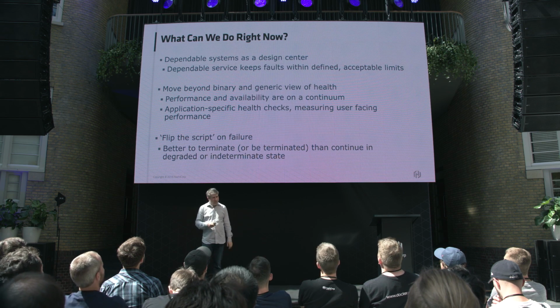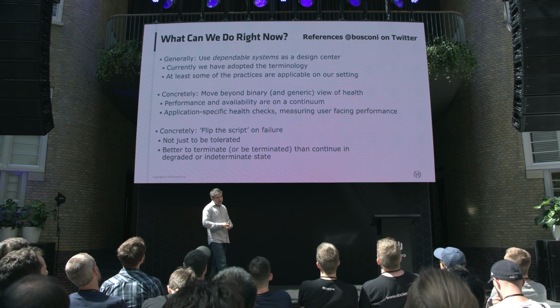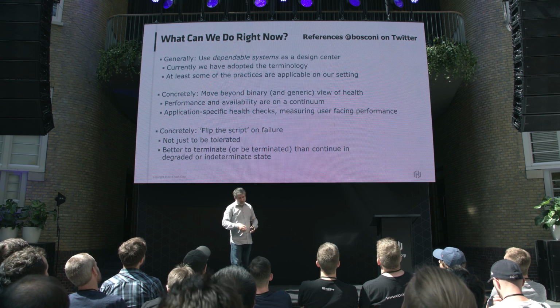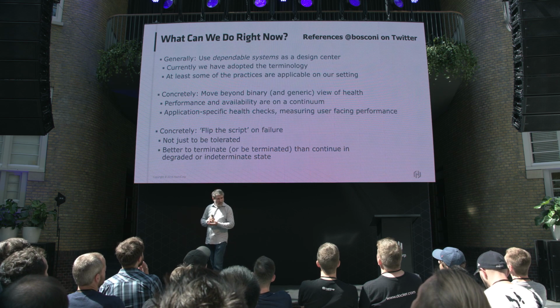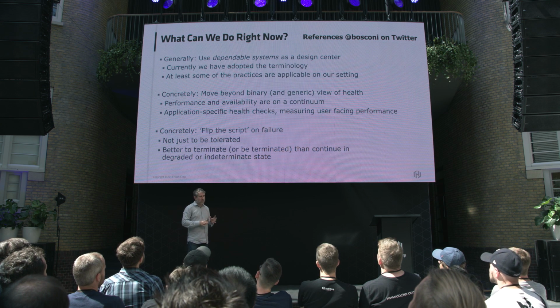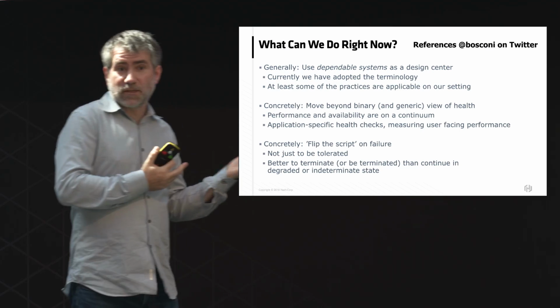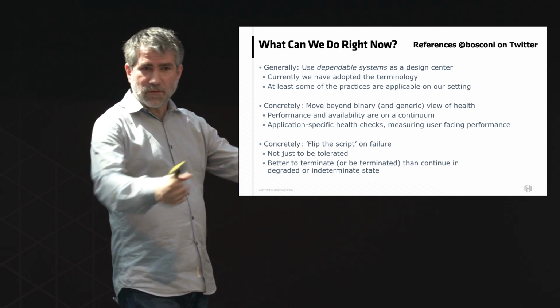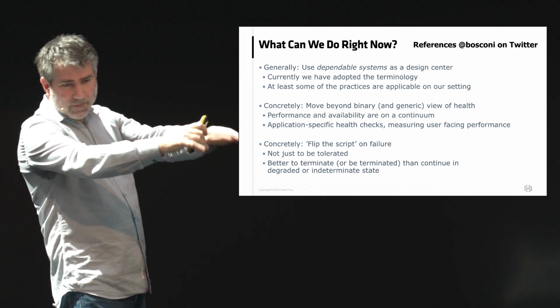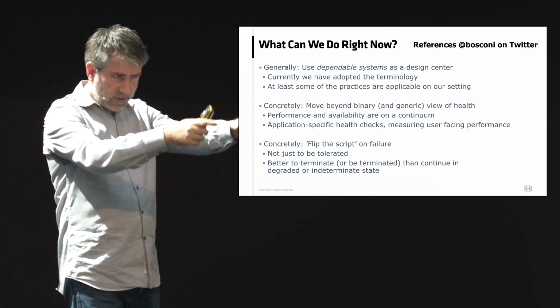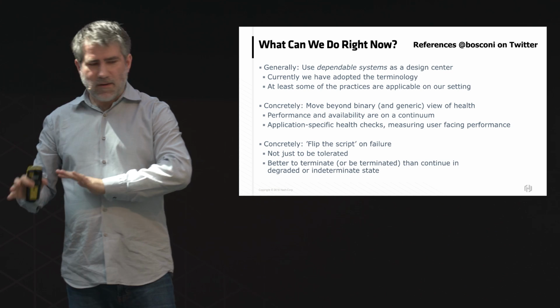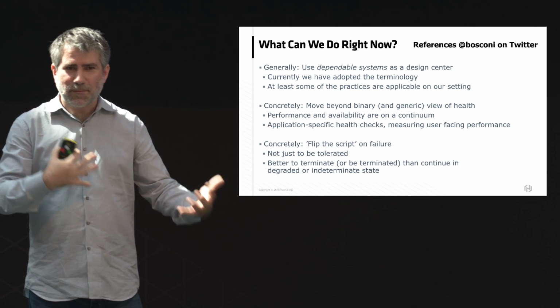So what can we do? Actually, I'm going to go straight to this one. I have a general prescription, which you can guess from the last couple of slides here. I really think we need to start thinking in terms of building dependable systems as a design center. We've taken the terminology, fail stop, crash stop. We've gone over there to the IEEE guys, and we said, oh yeah, that's a great model. Yeah, thanks. And then we've done absolutely nothing with taking their practices.